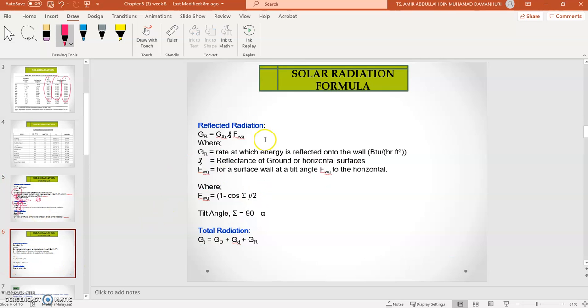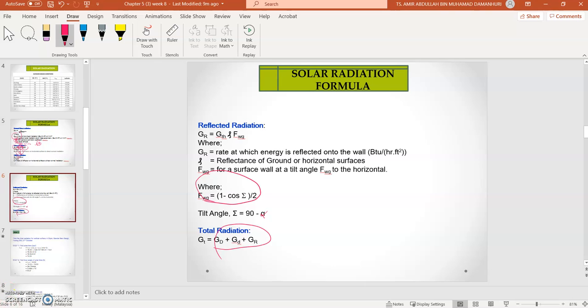Same goes for GR. And then the FWG, how to calculate? This is the FWG formula, 1 minus cos sigma divided by 2, where the tilt angle is 90 degrees for a vertical surface. So this is given by the formula. And in the example, the calculation, the total radiation is just adding GND, GD, plus GR. This is the total radiation.